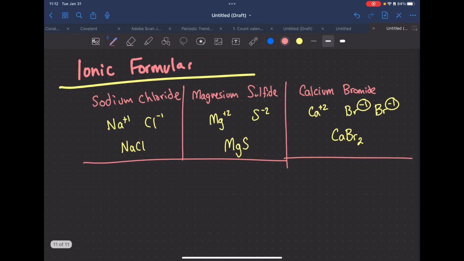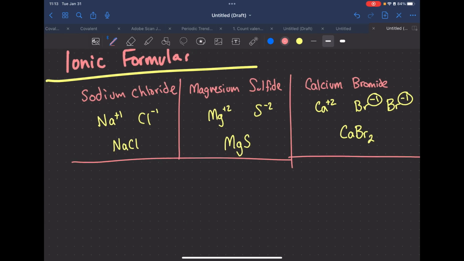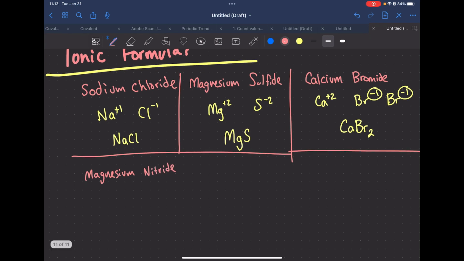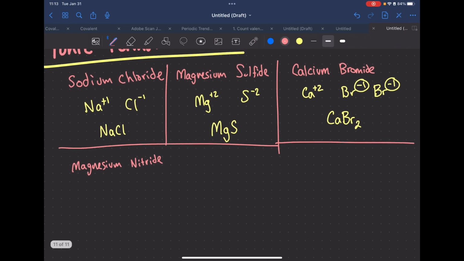Please. Let's do some examples now that are not so super easy. Let's try this one. Let's try magnesium nitride. Can you guys try this one on your own, actually? Try this one on your own.